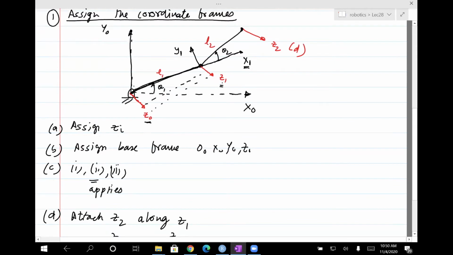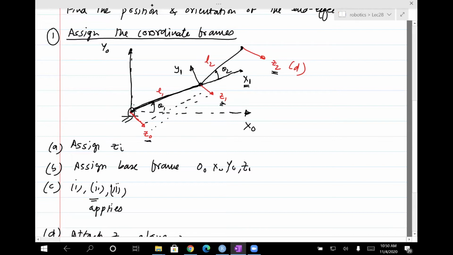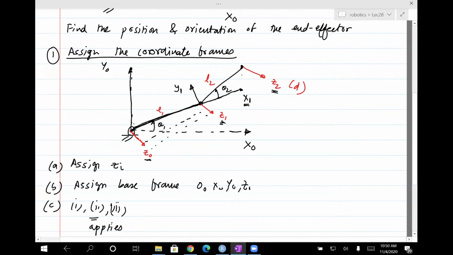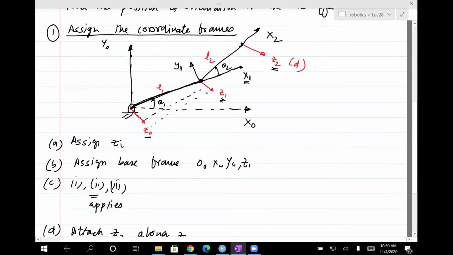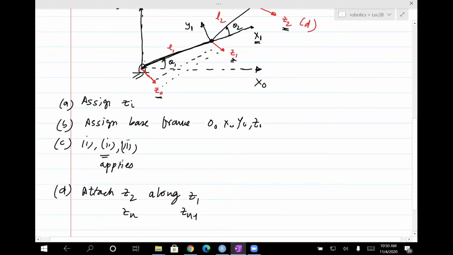So that's what I did here. And then depending on the relation between zn and zn minus 1, so depending on how z2 is oriented with z1, in which case, in this case, it's actually parallel to z1, just like z1 was parallel to z0. Choose the x-axis to be along one of the perpendiculars. In this case, if you choose it to be perpendicular and intersecting z1, then you're better off. So that's x2. So we have attached the coordinate frames. That ends step 1, and the next step is to generate the DH table.